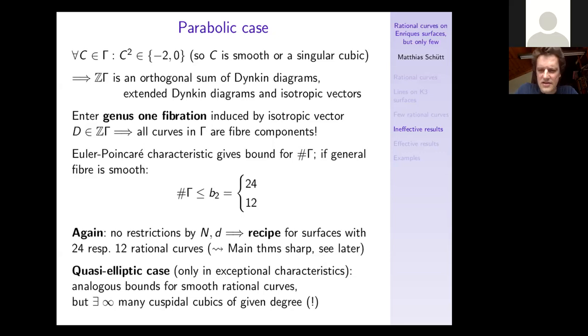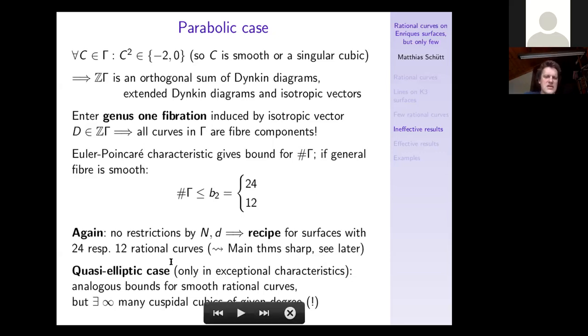Well, at least that's true if the general fiber is smooth. And then we just get the upper bound given by the second Betti number, which is 24 and 12, which is exactly the bound we had in the two theorems. Again, no restrictions imposed by N and D. So at the same time, this gives us a recipe for constructing surfaces with 24 or 12 rational curves, exactly in the way we had this example on the Fermat quartic. So this will allow us later to see that the main theorems are really sharp, and they are sharp basically always. So I pointed out I need that the general fiber is smooth.